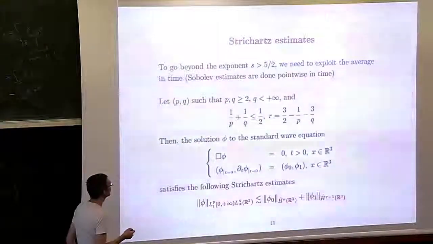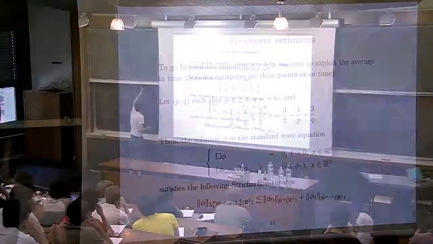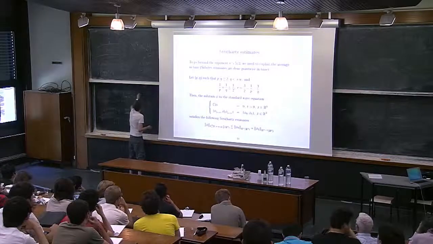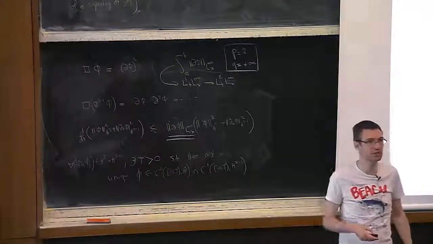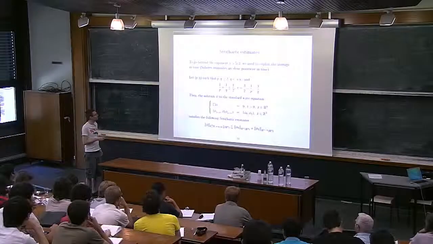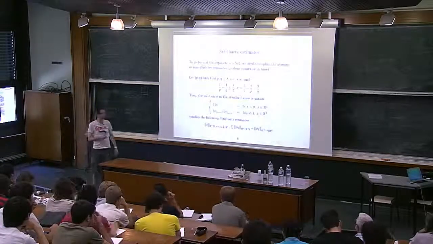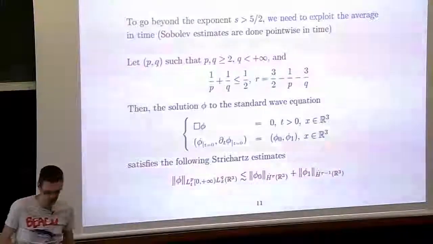You see that you want to take p equal to 2 and q equal to plus infinity. So that's what you would like to take, but of course, that's the so-called endpoint Strichartz estimate, and it's known to fail in dimension 3. Okay, so this endpoint Strichartz estimate is simply wrong. You cannot have q equal to plus infinity. It's known that this is optimal.